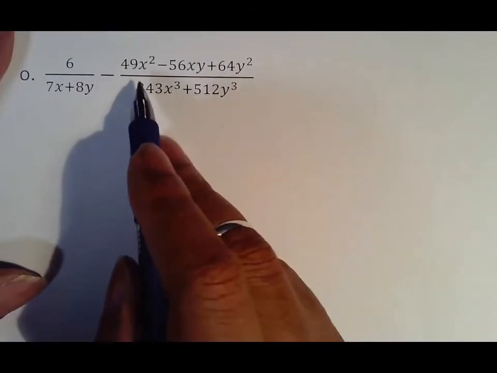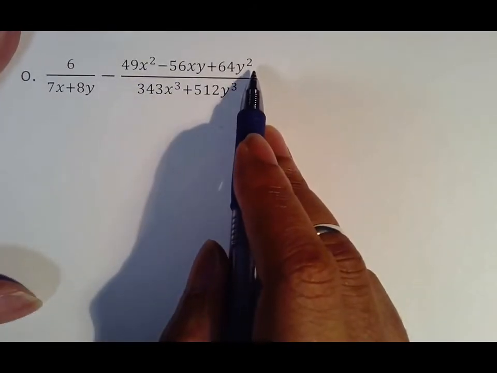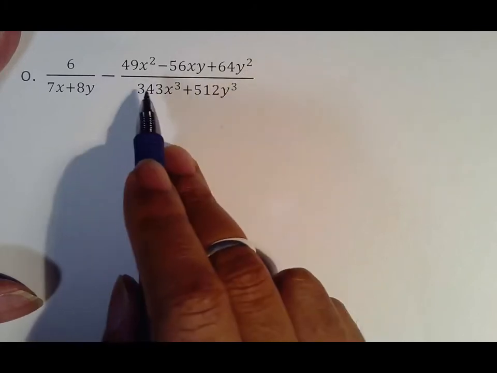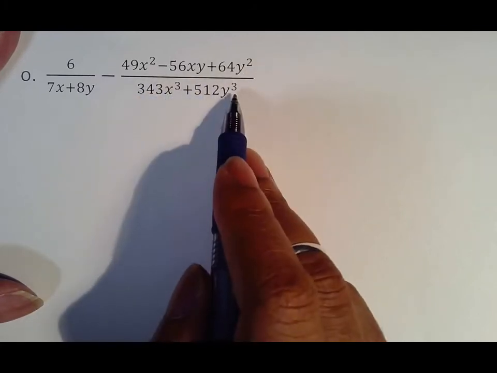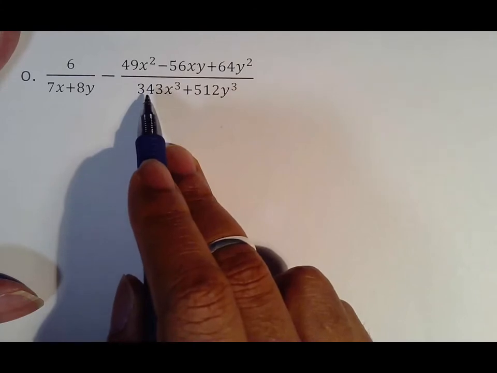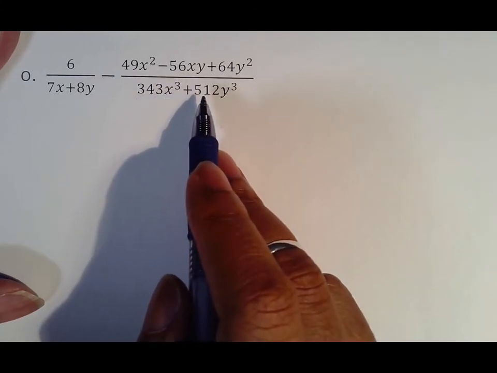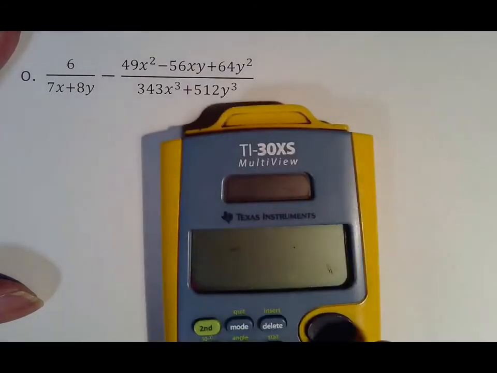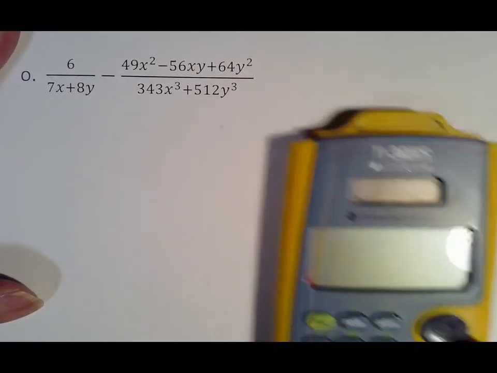This one here, again, I'm not going to worry about factoring that just yet because I don't want to mess with it, but I do recognize x to the third, y to the third. That's 7 times 7 times 7. I believe that is 8 times 8 times 8. Or is it? We'll see.